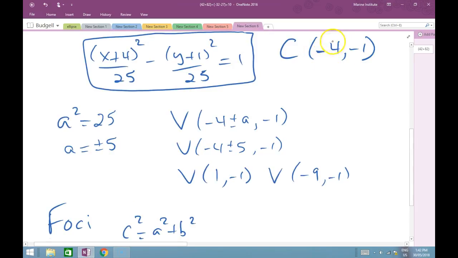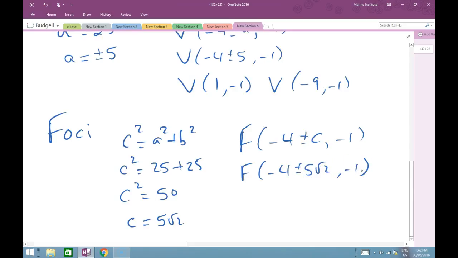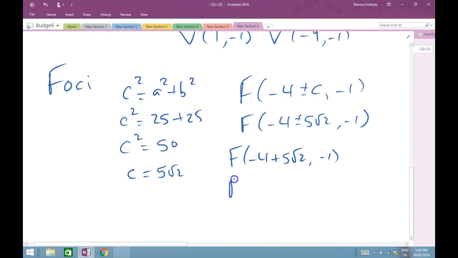We're going to have to add and subtract the c from the negative 4. So the focus looks like this: negative 4 plus or minus c, negative 1. So my focus is negative 4 plus or minus 5 root 2, negative 1. So this is a focus: negative 4 plus 5 root 2, comma, negative 1. And the other focus would be negative 4 minus 5 root 2, negative 1.